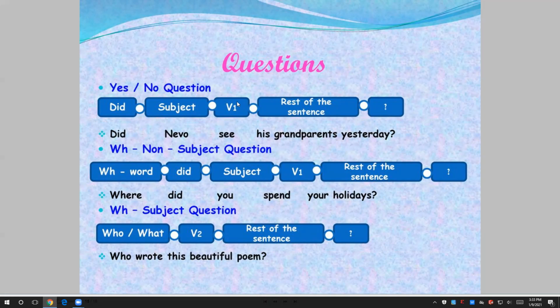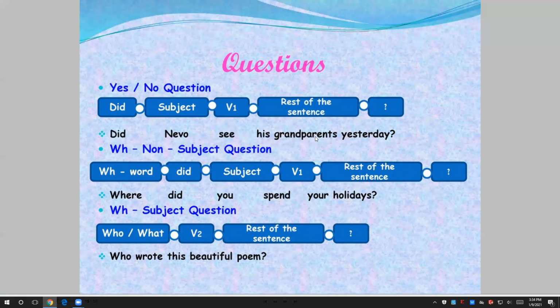Again, see, verb first form. That means in past simple, we use past forms only in affirmative or positive sentences. And negative and questions will change the past verb, or second form of verb, into first form of verb. So, did Noah see his grandparents yesterday? See, we have used did, so this saw in past tense is changed into see.